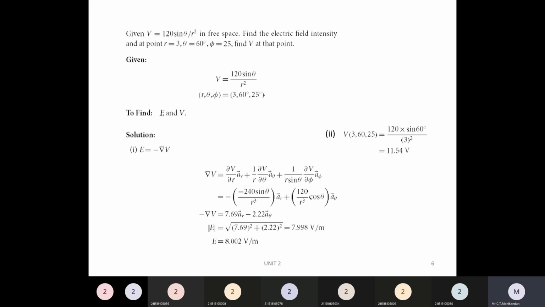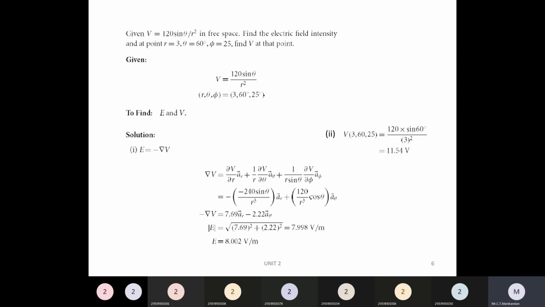So in this problem, they have given r, theta, and phi. What does this problem relate to? The spherical coordinate system. So we have to find out V. Straight away, if you substitute r, theta, and phi, you can find V there. That is the second part.